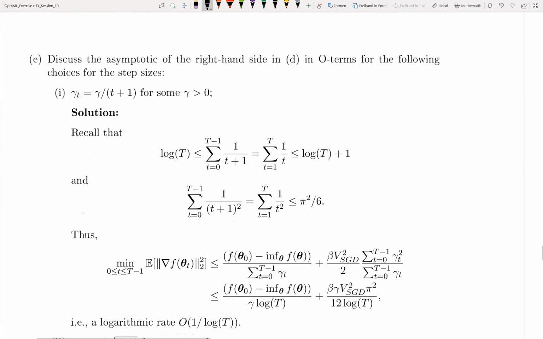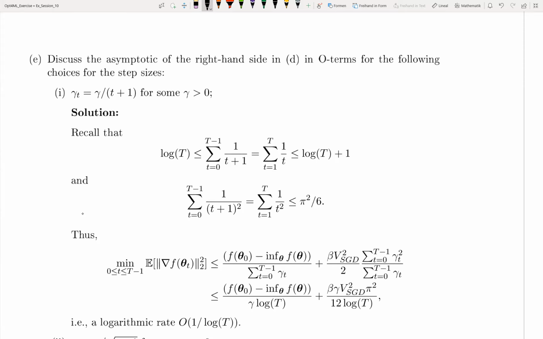In order to specify the O terms asymptotics, we have to recall a couple of things regarding the harmonic numbers or the harmonic series, which will occur. So first of all, the harmonic series up till iteration number t is lower bounded by the logarithm of t and upper bounded by logarithm t plus 1.